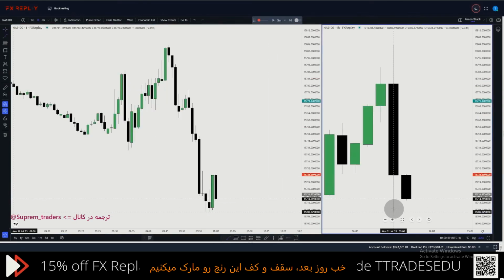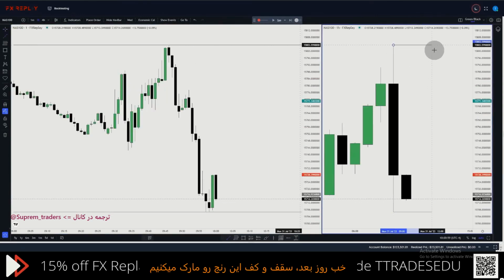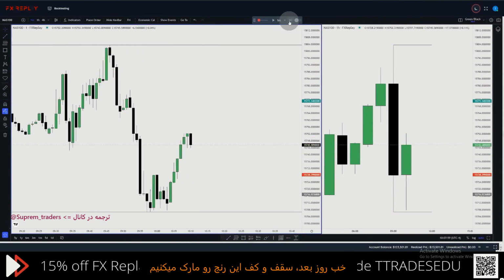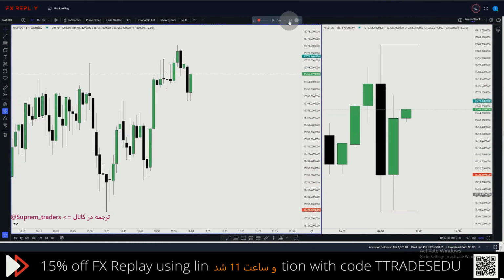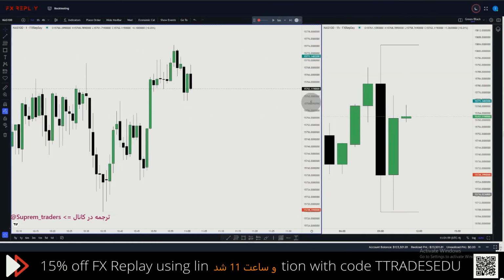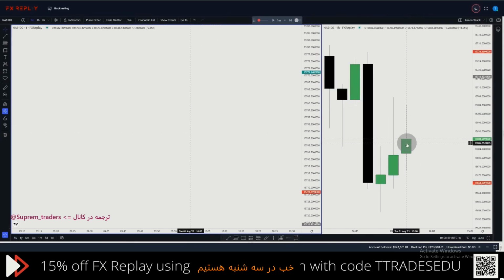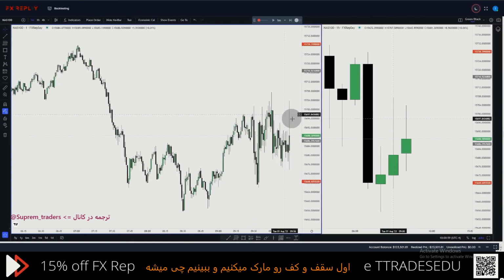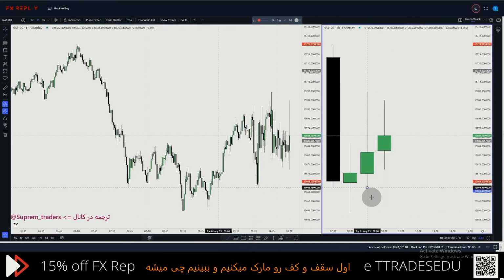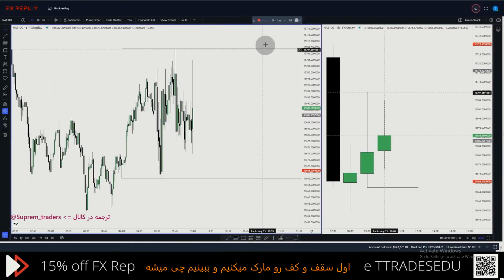So here we are, marking out the low and the high of this range. And there we are at our 11, so our end of our window. So we'll go to the next day. So here we are on Tuesday, the 1st. Mark out our low and our high. See what happens.